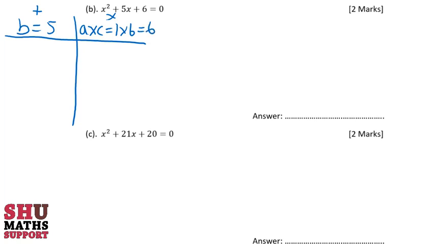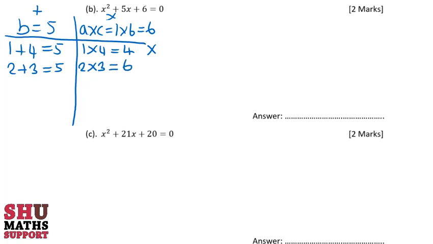Okay, so we'll start with 1 again. If we do 1 plus 4, that's equal to 5. And if we do 1 times 4, that's equal to 4. So this one doesn't work. Next, if we do 2 plus 3 is equal to 5, and then if we do 2 times 3, that equals 6. So this one does work because we have 2 and 3, which when added together equals 5, but when we times them together equals 6. So these are the two numbers we need to use.